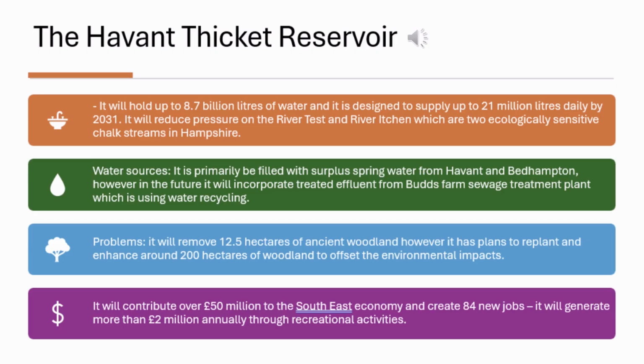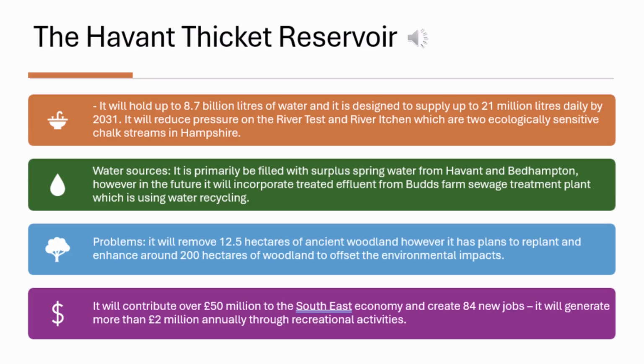The Haven-Thicket Reservoir is currently under construction and is scheduled to be completed in 2029. It will hold up to 8.7 billion litres of water, which will help adapt against our changing water cycle as it can increase water security by creating a long-lasting store. It aims to protect some of England's rarest chalk streams and use water recycling in the future, incorporating treated effluent from Budd's Farm sewage treatment plant.